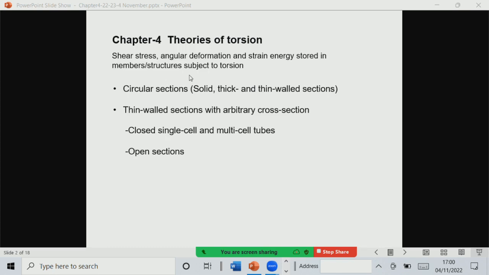So I've almost finished Chapter 4. Only a small section of Chapter 4 is left, which I will go through on Monday, and we move on to Chapter 5, hopefully in the second hour of Monday's lectures. Today I would like to solve a couple of examples related to circular sections subject to torsion and a couple of examples related to thin walled sections subject to torsion. And if you have any questions, please ask.